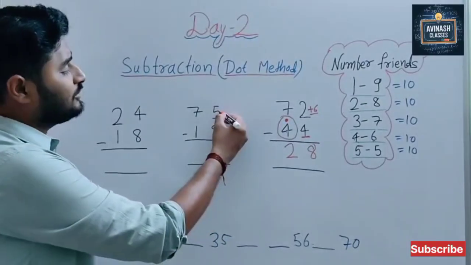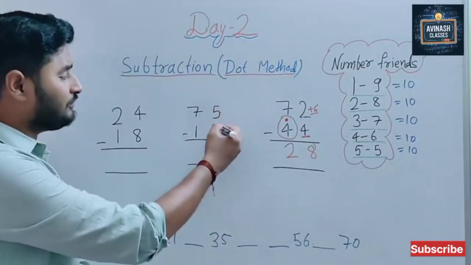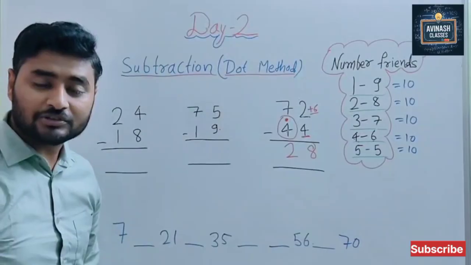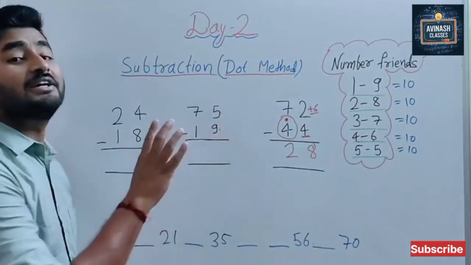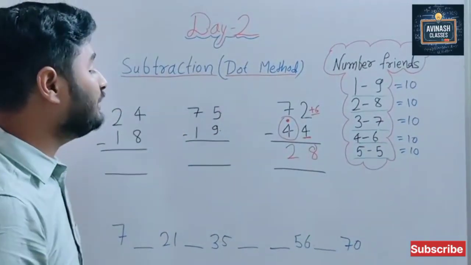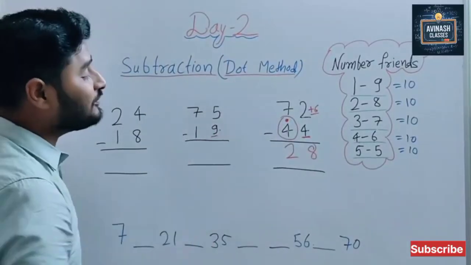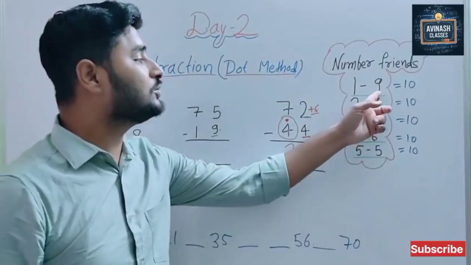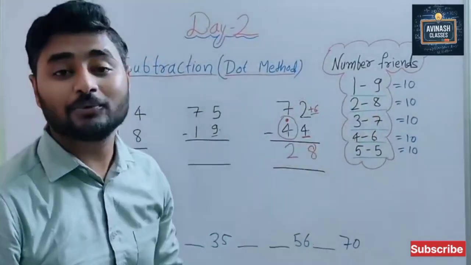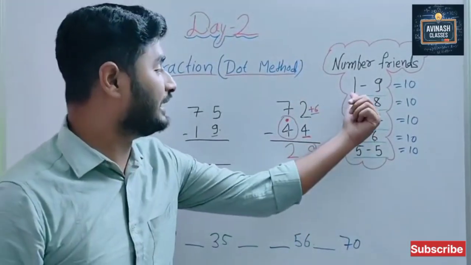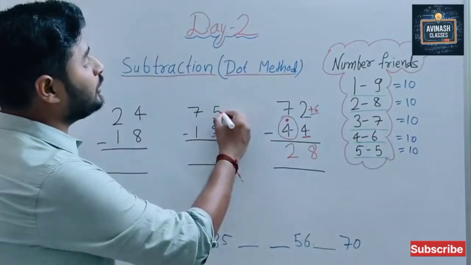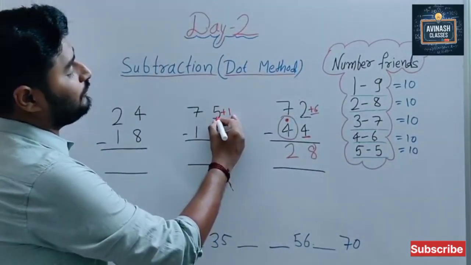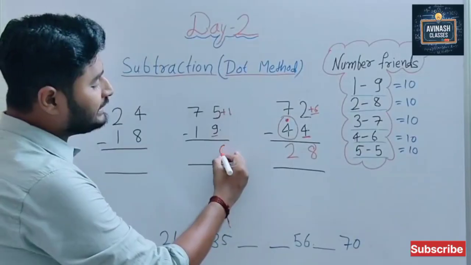Again here, 5 minus 4, 5 minus 9. Is this possible? No sir, this is not possible. So what will we do? We have to find the friend of 9. Who is the friend of 9? 1. Correct, 1. So here we have to add 1. So 5 plus 1, that is 6.